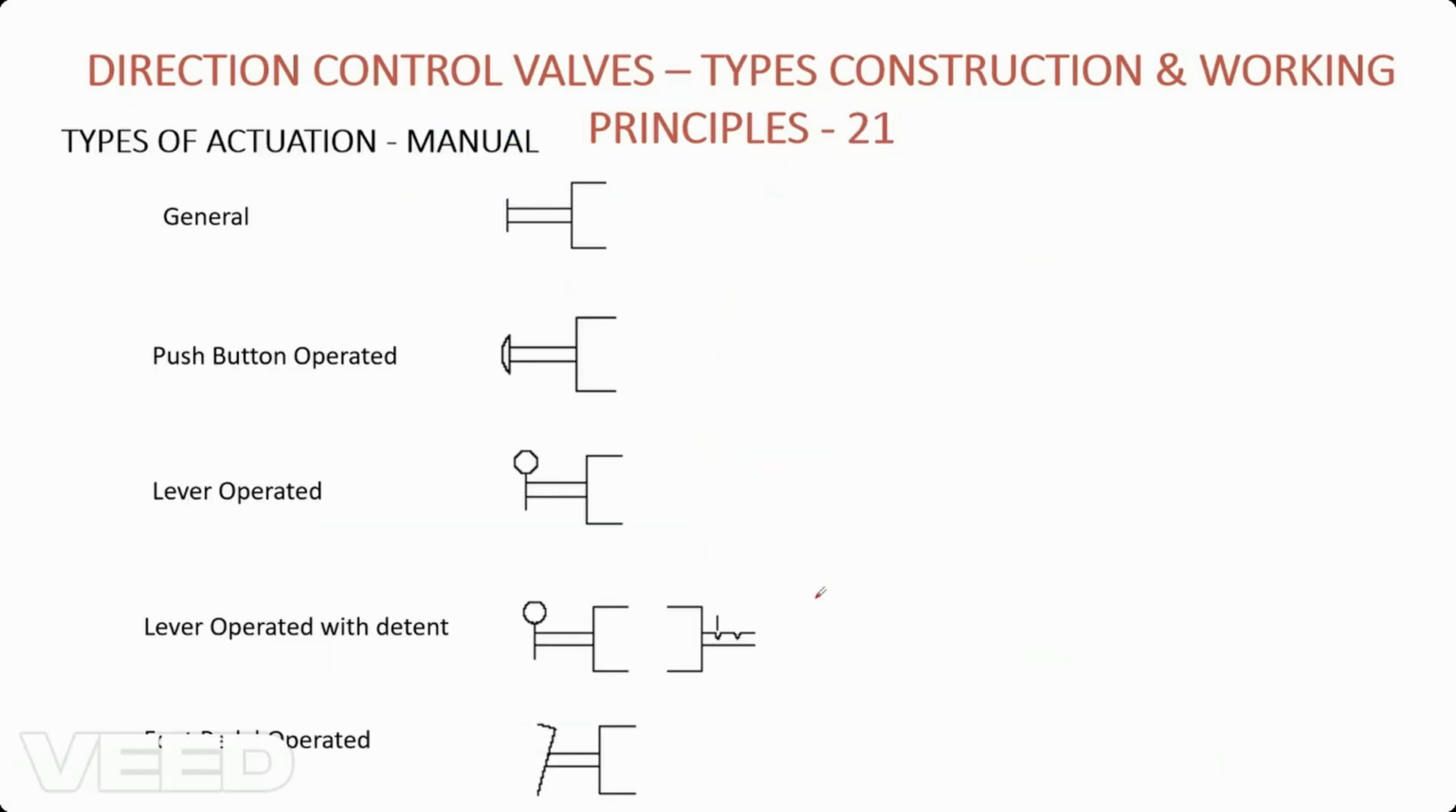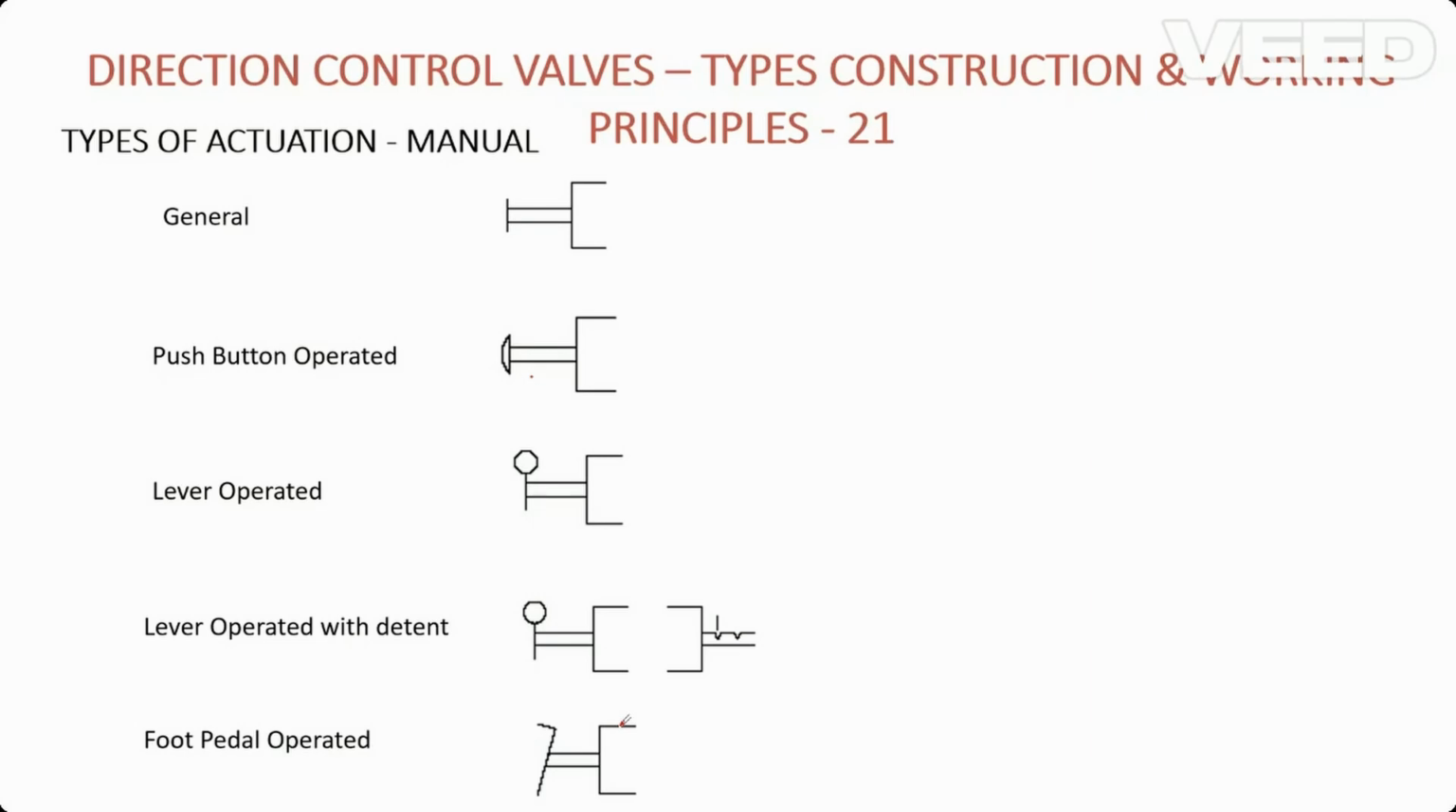And next we have activation methods for our direction control valves. In this, we have different types. We have general push buttons, levers, and levers with detent. Lever with detent means these levers are like the joysticks you might have seen. Joysticks return backwards, but a lever with detent will hold at positions. And we have foot pedals.